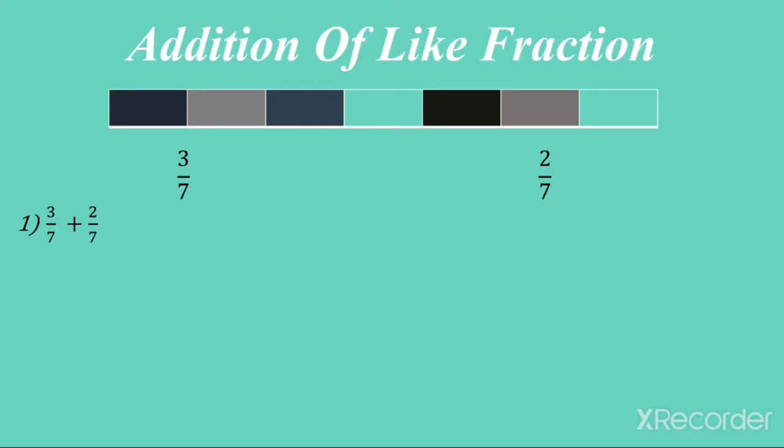Then leave one line and write this question. 3 upon 7 plus 2 upon 7. Leave one line and write the next step. 3 plus 2 upon 7. Then leave one line and write the next step. 5 upon 7.